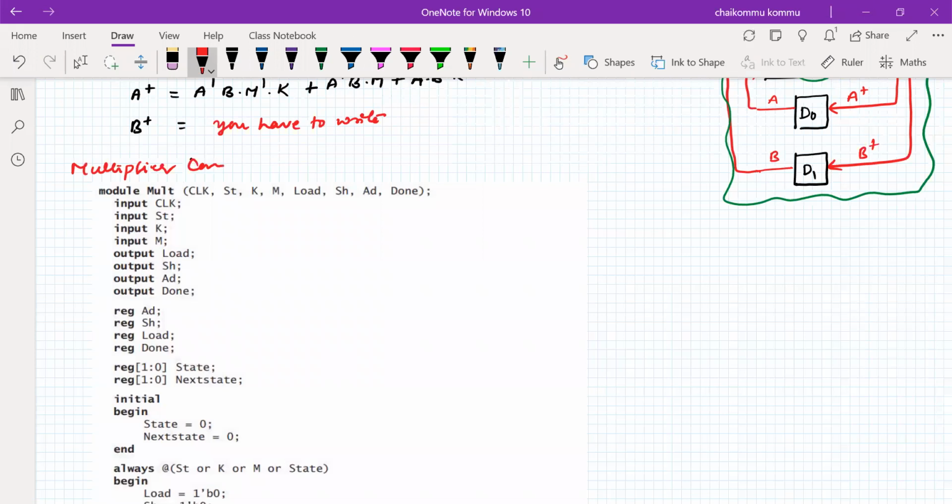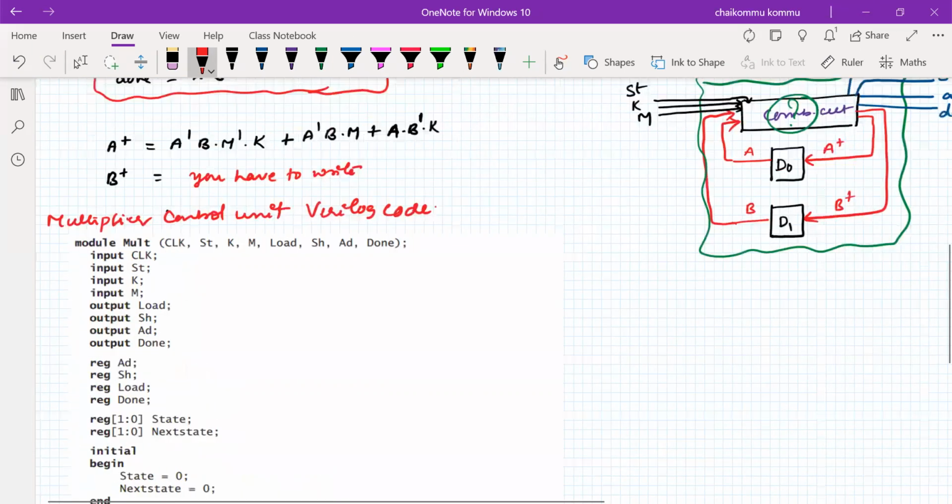Multiplier, control unit, Verilog code. Okay? So as we have seen, this is what actually the multiplier.